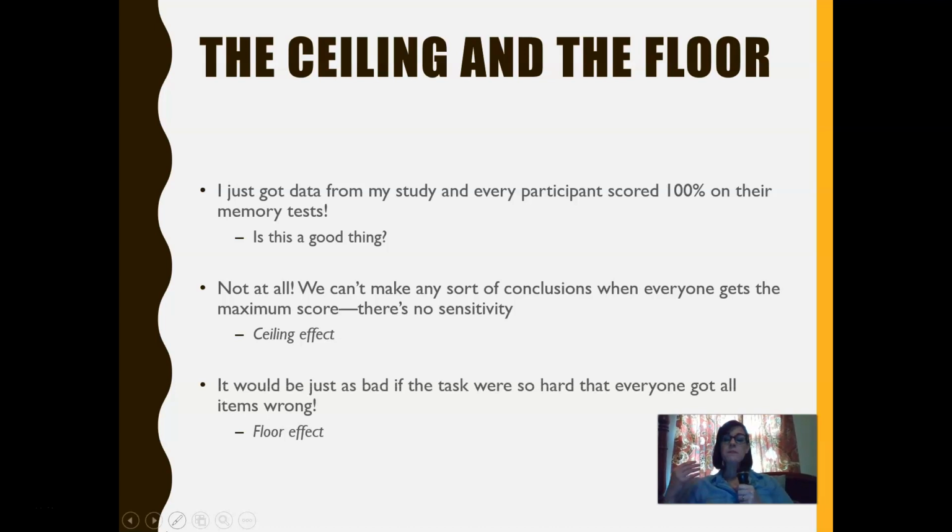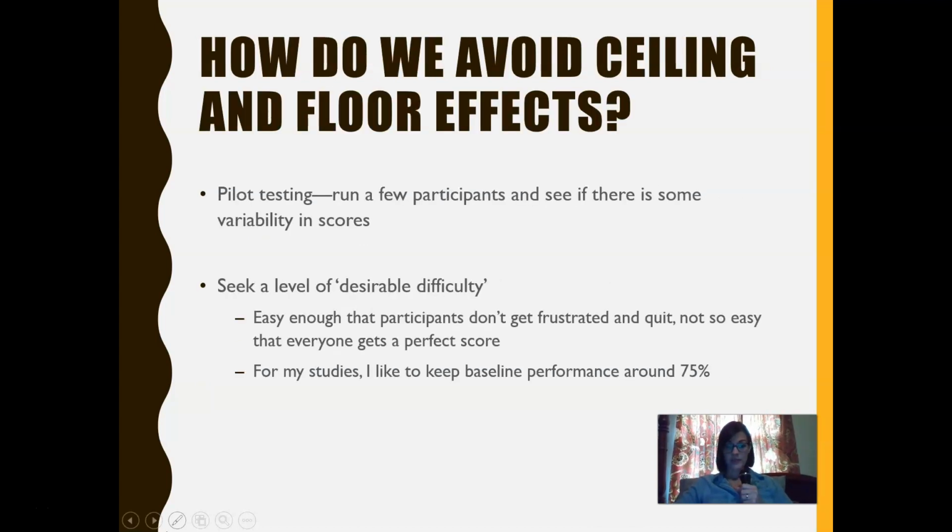Now, likewise, it would be just as bad if the task were so hard that everybody got everything wrong. Again, it doesn't tell me what you're capable of doing and what you're not. And this is what's called a floor effect. So ceiling effects are pretty bad. Floor effects are also bad, both for the same reason. Neither of them are sensitive enough to tease out what people are capable of and what they're not. And we need to be able to do that if we want to actually learn anything about a particular psychological phenomenon. So how do we avoid a ceiling effect or a floor effect?